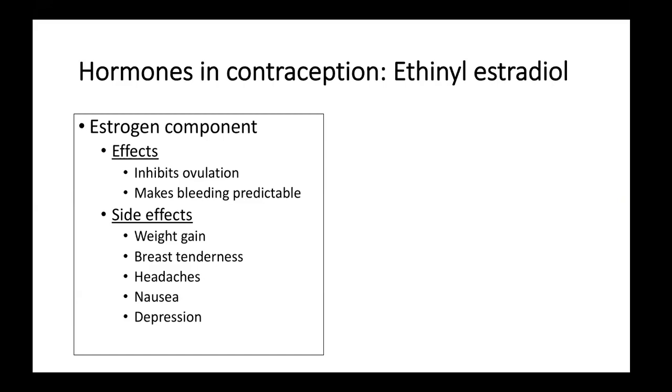It also helps to make bleeding a little bit more predictable when there's just one hormone affecting the uterine lining. It does make the uterine lining unstable, and so adding estrogen can help regulate uterine bleeding. Some of the side effects associated with estrogen include weight gain, breast tenderness, headaches, nausea, and depression.